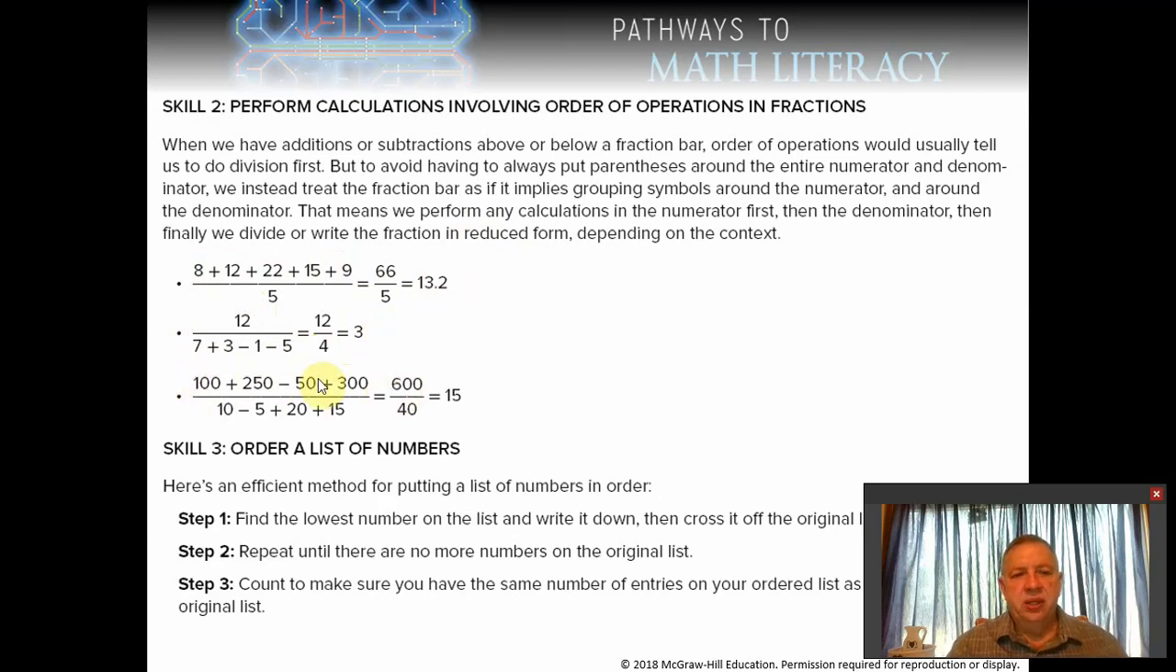Here I've got a mixture of operations I've got to do at the top and the bottom. I need to do all that simplification first, all the simplification at the bottom, and then I can do the division. That gives us about 15.